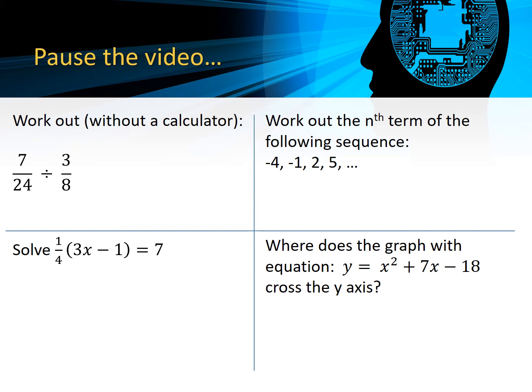In today's questions, we've got dividing fractions. Similar to what we've done before, you might want to look out for some cross cancellation opportunities. We've got a new topic, which is the nth term of the following sequence here. Have a look and see what kind of sequence you think it is. Solving an equation. We'll be moving away from solving equations fairly soon. We've been doing these a lot. So we've got the last one on solving equations where we've got a fraction outside a bracket and a quadratic. Where does the graph with this equation cross the y-axis? Pause the video, have a go, and I'll show you the solutions shortly.